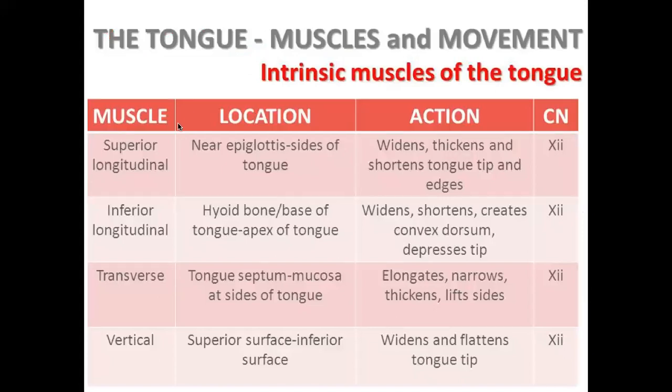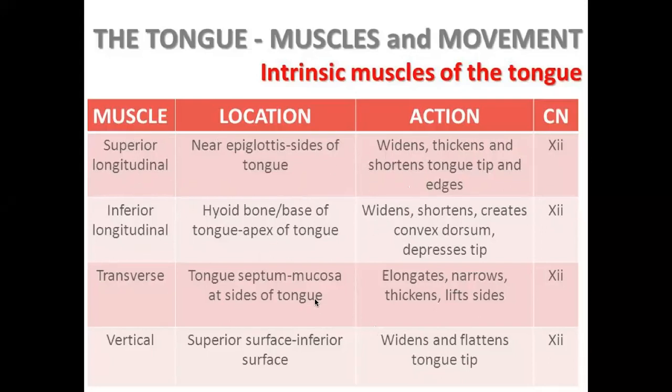Now see here, what are the muscles and the nerves which are supplying all the muscles of the tongue. Here are the intrinsic muscles of the tongue, where we can see the location of each and what the action is. The superior longitudinal, when it contracts, widens the tongue; the width is enlarged. It thickens the tongue but shortens the tongue tip and edges, so it reduces the total length of the tongue. With both longitudinal muscles, length is reduced but thickness is increased.